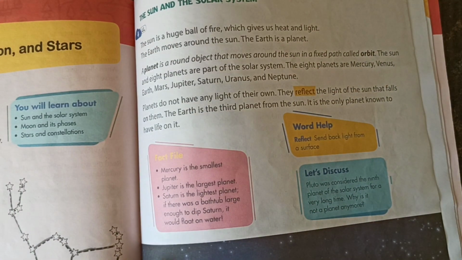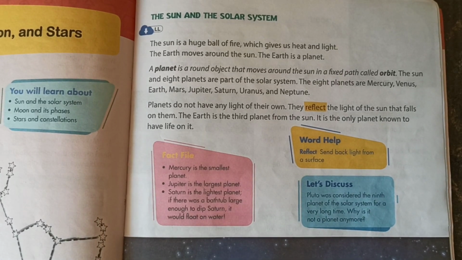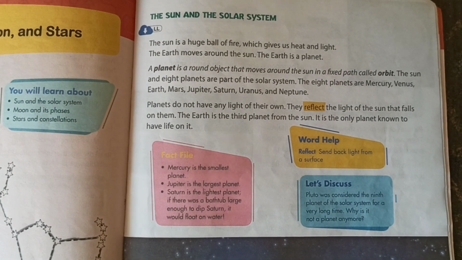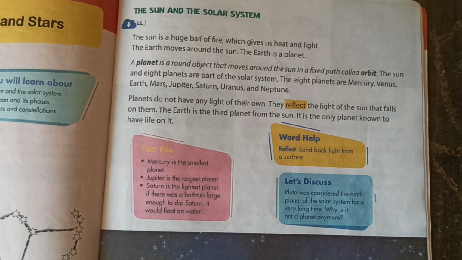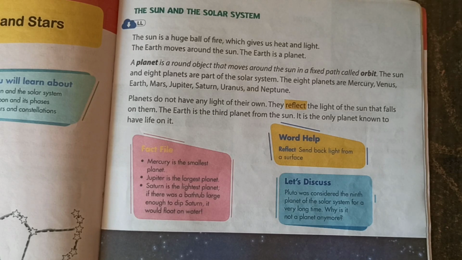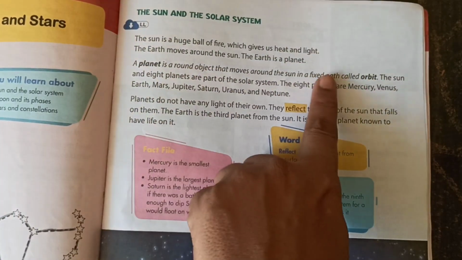Let's come to the point. Please pay attention. The sun and the solar system. The sun is a huge ball of fire which gives us heat and light. The earth moves around the sun. The earth is a planet. A planet is a round object that moves around the sun in a fixed path called an orbit. What is the orbit? This one sentence is your answer.